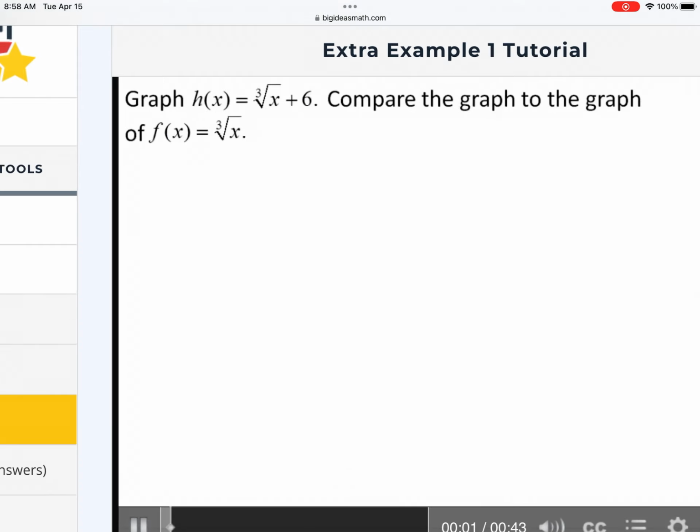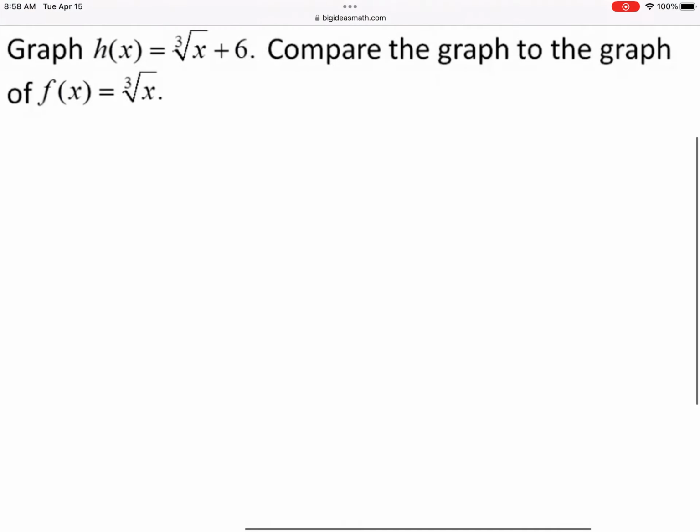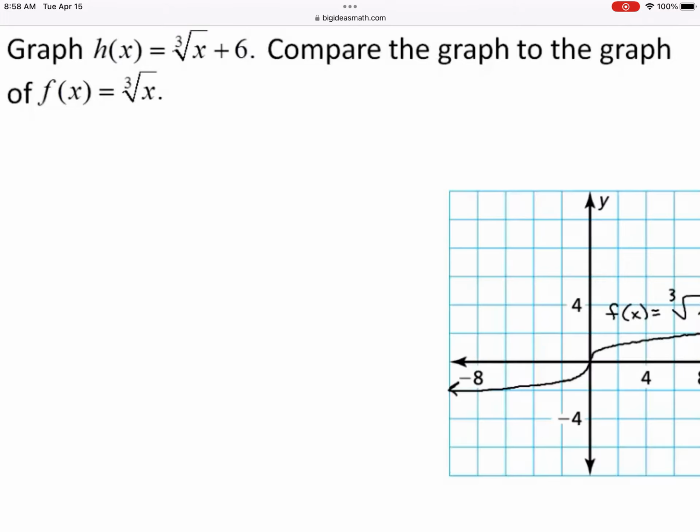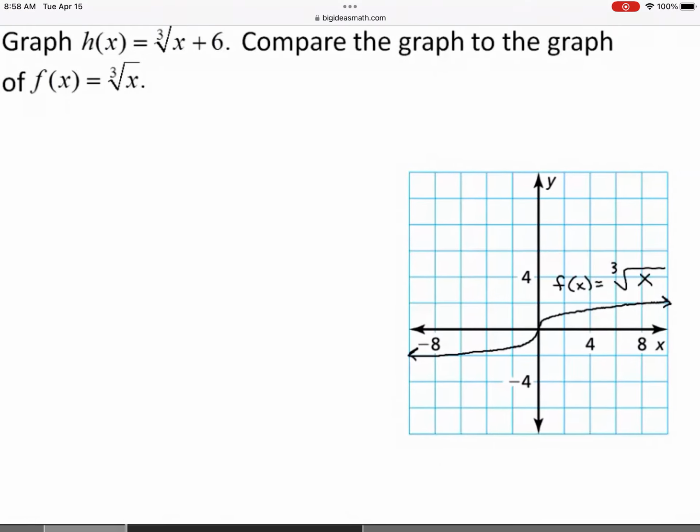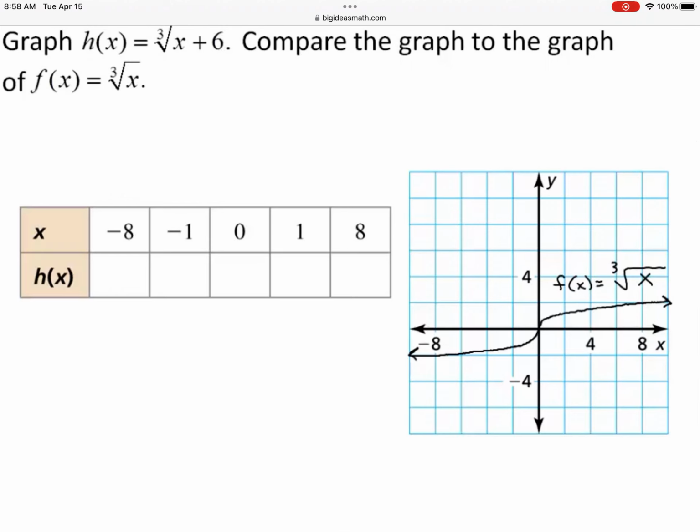Graph h of x equals the cube root of x plus 6. Compare the graph to the graph of f of x equals the cube root of x. Begin with the graph of f of x equals the cube root of x. Then make a table of values.